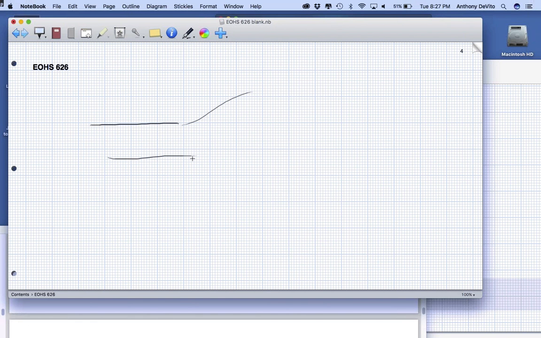Here's our ductwork. This is 2,000 feet per minute. This was 500 feet per minute.